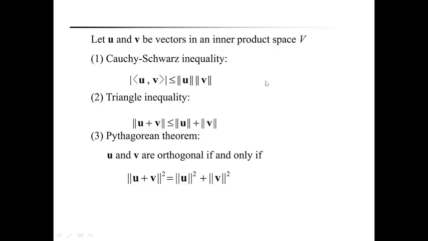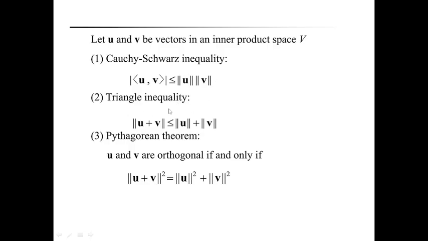Next, we see Cauchy's squares inequality and triangle inequality. That is, U, V are vectors in an inner product space V. Cauchy's inequality is defined as: the modulus of the inner product of U comma V is less than or equal to norm U into norm V. We see the proof later.